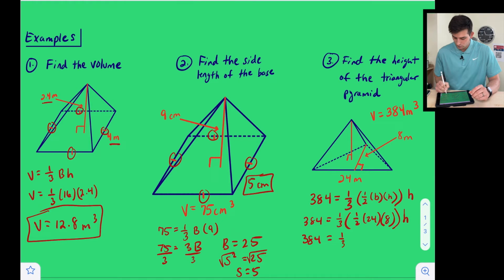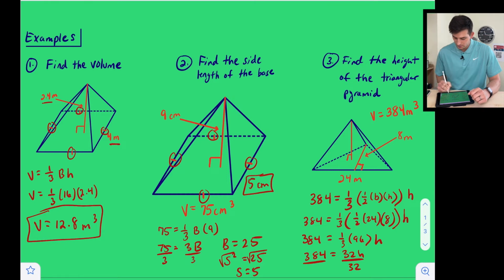So we have 1/3 times 96 times the height. And now we can multiply 96 times 1/3. Okay. All right, so that gives us 32. So we have 384 is equal to 32h.